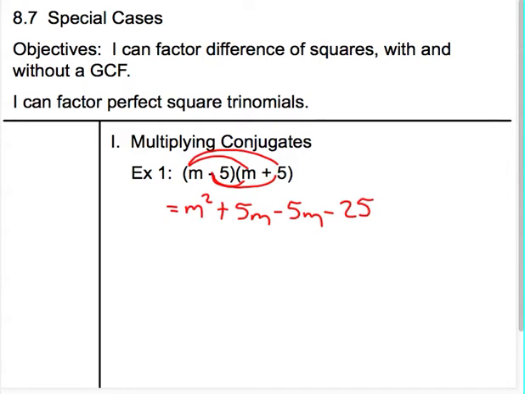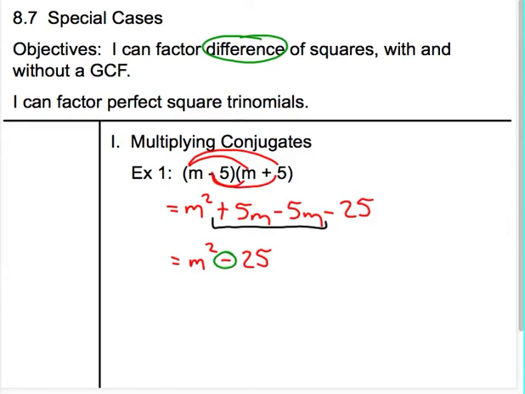So what ends up happening is these two terms in the middle are the same, but opposites, so they cancel each other out. When we simplify, we get m squared, which is a perfect square, and 25, which is a perfect square, and we are subtracting those. So that's where we're getting this difference of squares from, subtraction.